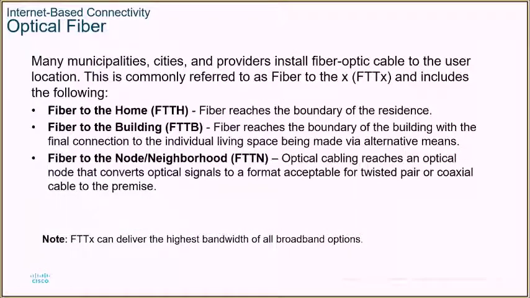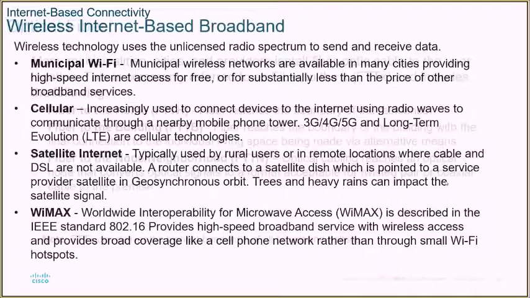Optical fiber: many municipalities, cities and providers install fiber optic cable to the user location. This is commonly referred to as fiber to the X, be that home or whatever it might be. Fiber to the home, of course, is to individual residences. Fiber to the building means an apartment block or something like that. Fiber to the node or neighborhood is where optical fiber cabling reaches an optical node that converts optical signals to a format acceptable for the twisted pair. That's what a lot of us have here in Australia. FTTx can deliver the highest bandwidth of all broadband options. Of course, FTTH is what most people want.